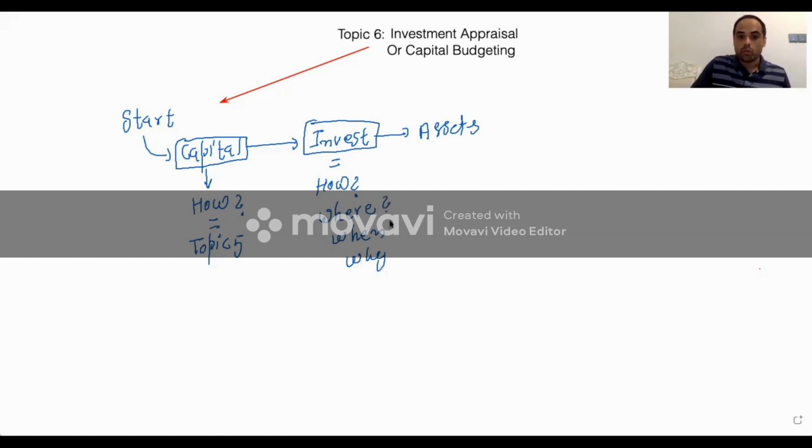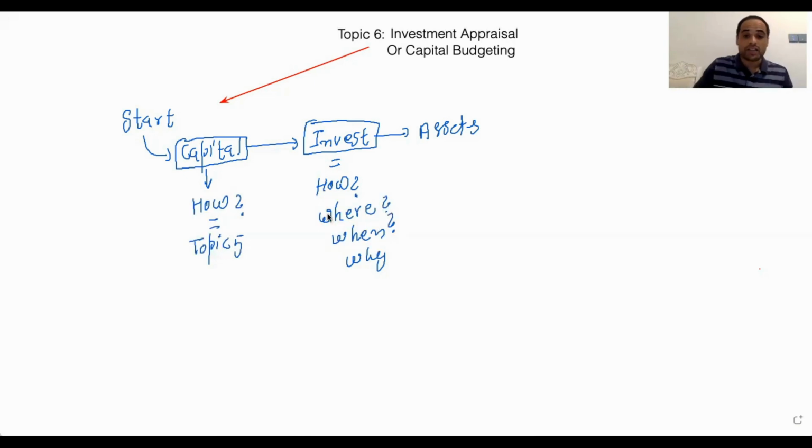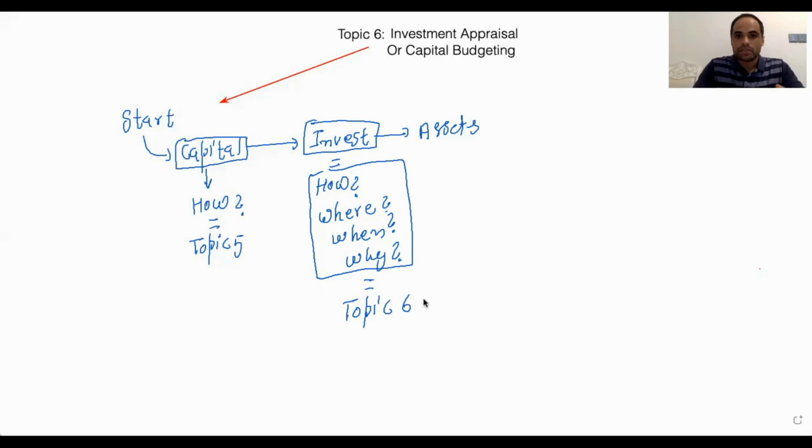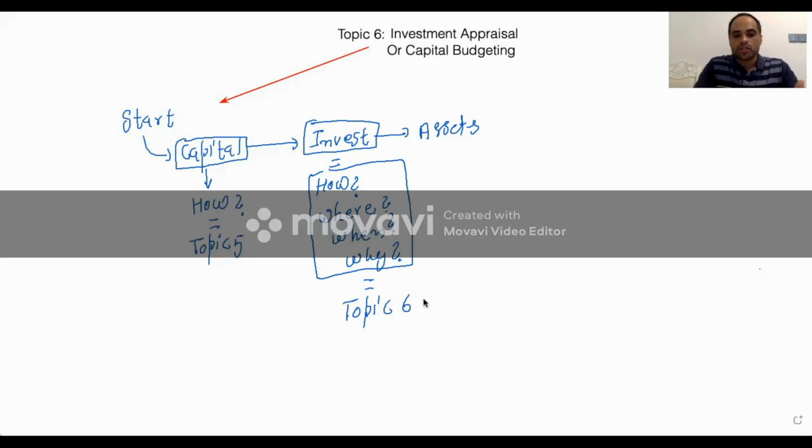How we gonna use this money? Where we gonna use this money? When we gonna invest this money? And what if we choose project A or project B? Why we gonna use this money? In order to answer all these questions, we will study topic 6, which is today's lecture. That's the meaning of investment appraisal. Investment appraisal means before you invest your money in any project, it's very important to analyze the project. It's very important to make a budget of your capital.